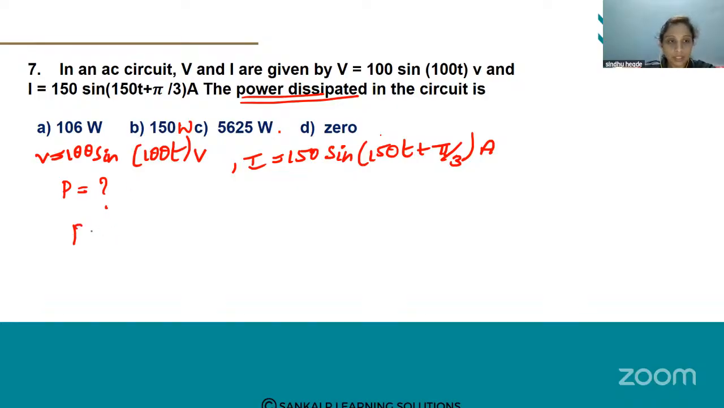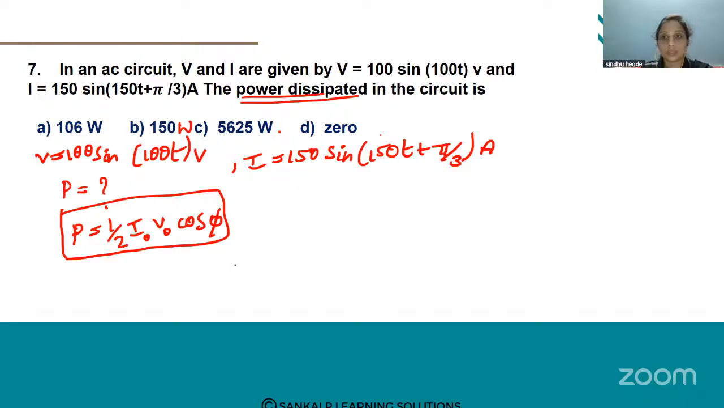So here P is equal to half I naught V naught cos phi. That is the formula to calculate the power dissipation in the circuit. Okay. See, now compare here. Is there any given thing here?